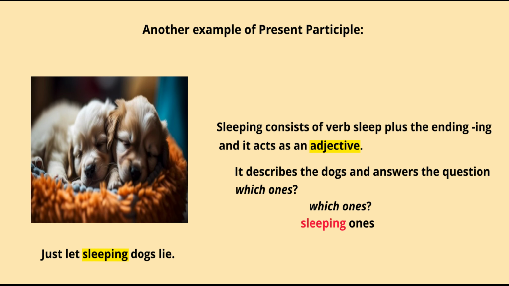So, running is the adjective in the sentence and it is called the present participle. Another example of present participle: in the image, you can see two cute dogs sleeping. Just let sleeping dogs lie. Sleeping consists of the verb sleep plus the ending ing, and it acts as an adjective. How? Because it describes the dogs, right? And it answers the question which ones? Sleeping ones. So, sleeping is the adjective and is the present participle in this sentence.